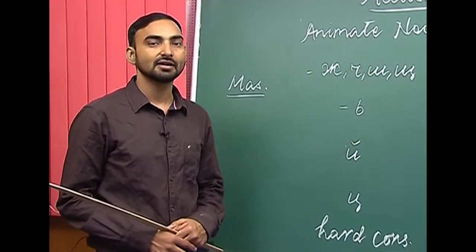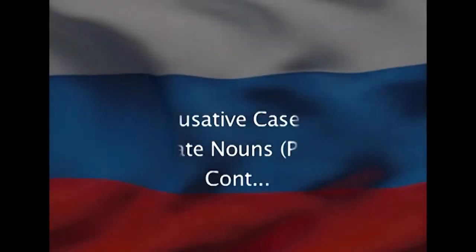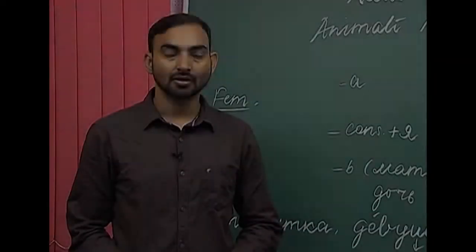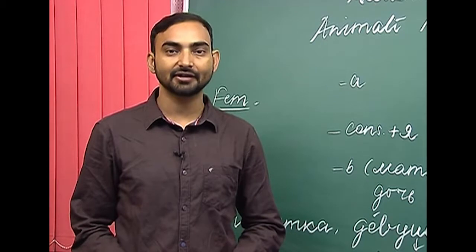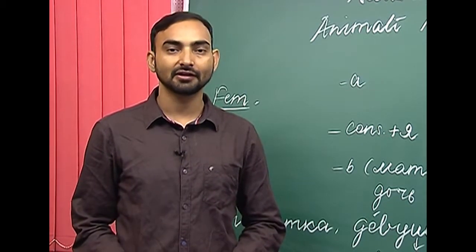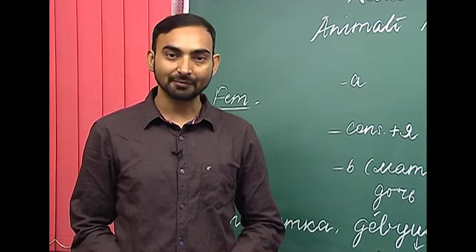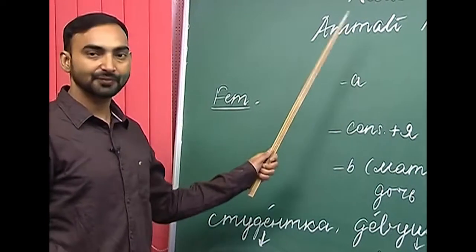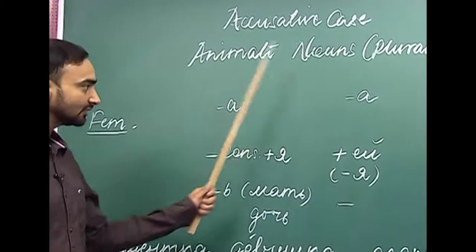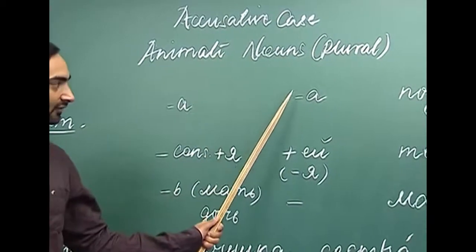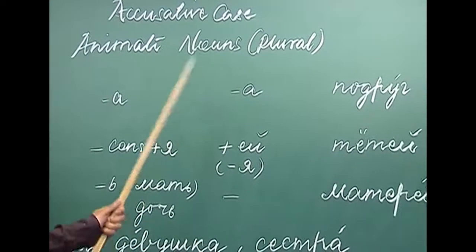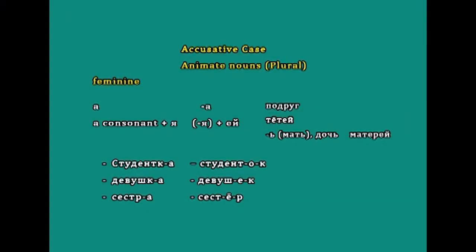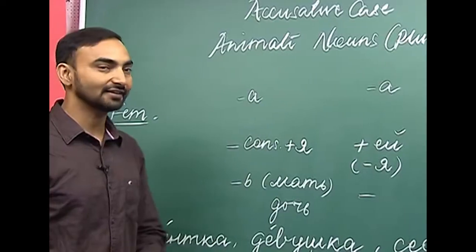Now, we will discuss the feminine nouns. We have already discussed how masculine animate nouns in plural decline in the accusative case. Now, let us discuss how the feminine animate nouns in plural decline in the accusative case. Again, based on the previous session, I have written here endings first and then what we are supposed to do, what we are going to add or remove, and then some examples. The feminine nouns which end with the vowel a, for example, padruga.